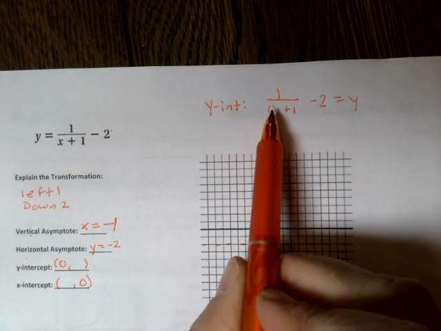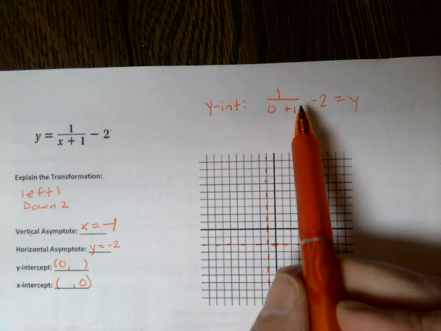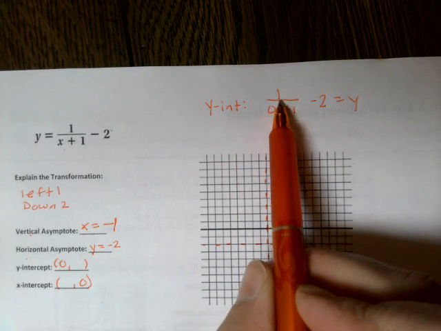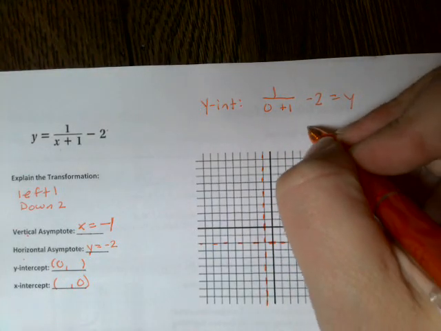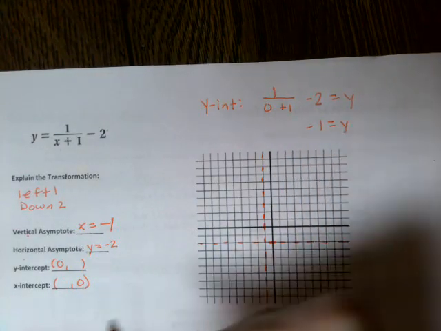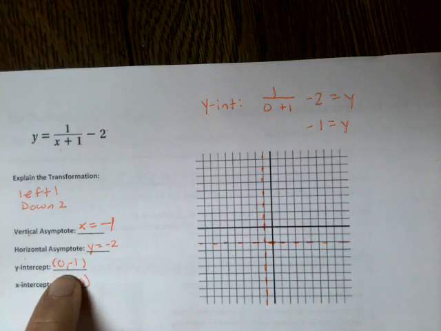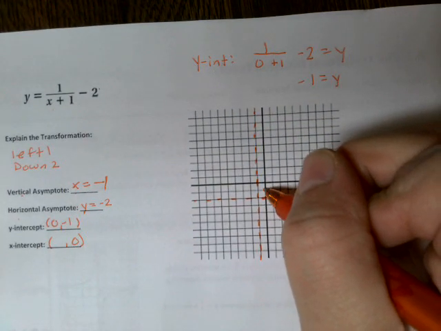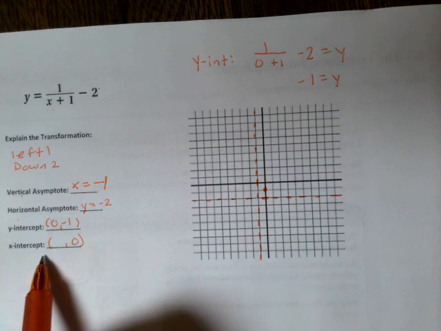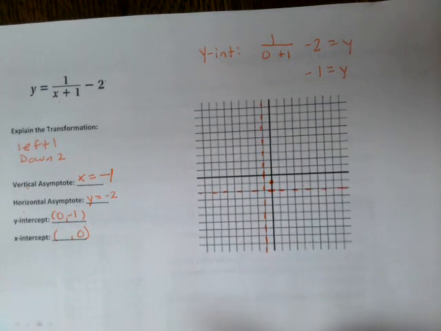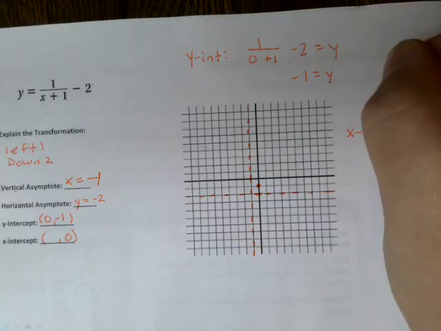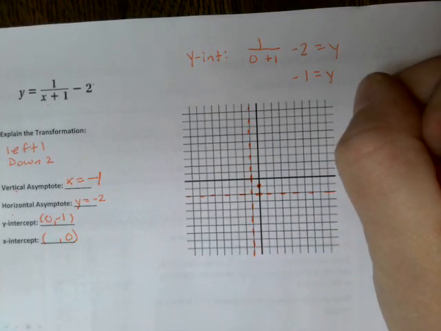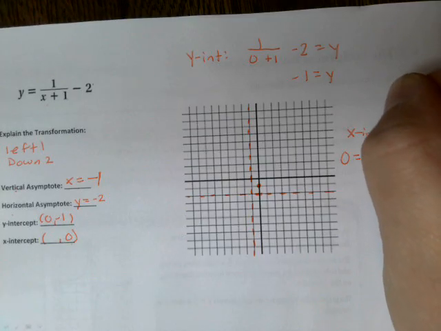I solve this either in my calculator or my brain. I'm going to use my brain. 0 plus 1 is 1. 1 divided by 1 is 1. 1 take away 2 is -1. So -1 is equal to y. I need to make sure to have that point on my graph. So 0, -1. So I have my y-intercept. The x-intercept gets to be a little bit more tricky. For my x-intercept, same thing, I'm plugging 0 in for y. So now it's 0 is equal to my equation.